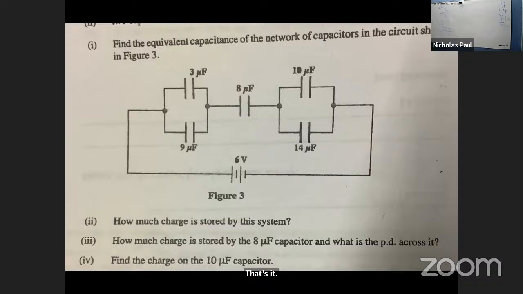Nikolai. That's the final one, charge, right? Right, yes, so to get the charge, you have to have the total capacitance and the voltage, right? So what is it?